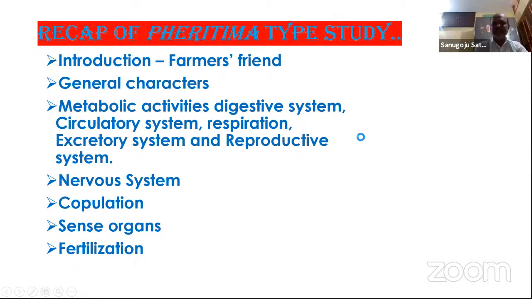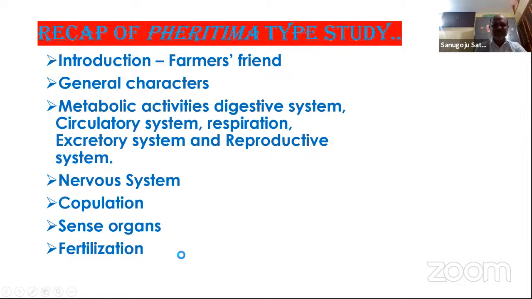And the nervous system we discussed, in which the nerve ring is very important, acting as the brain of Pheretima. Children, yes, the cerebral ganglia acts as the brain of Pheretima. Copulation is there. Copulation is nothing but the mating of both earthworms in a juxtaposed manner to exchange the spermatheca while they are mating. Sense organs are there. We discussed them in the nervous system as well as in the general characters.